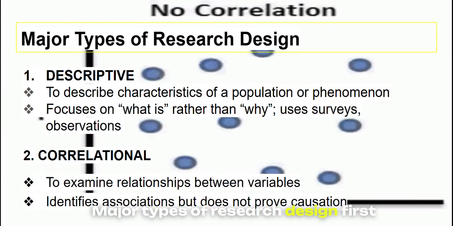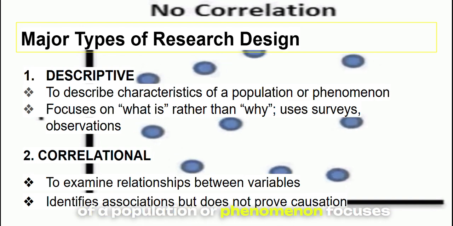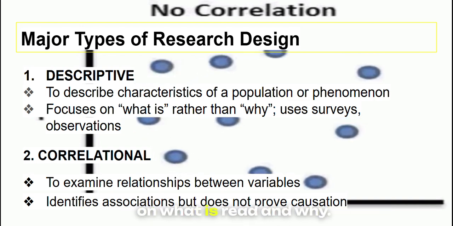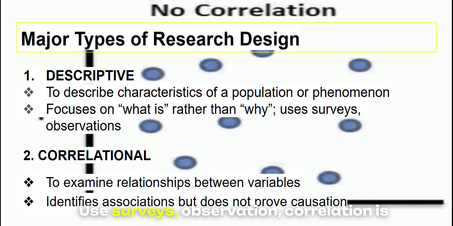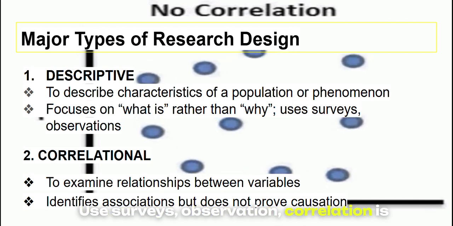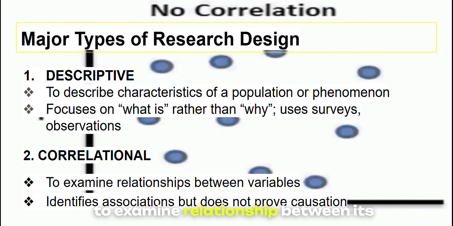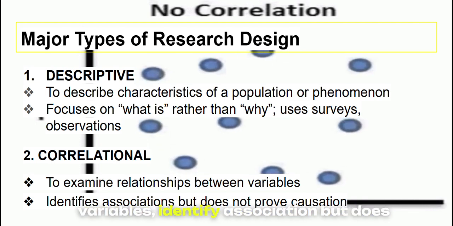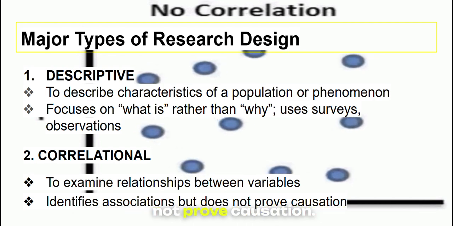Major types of research design. First, descriptive, to describe characteristics of a population or phenomenon, focuses on what is rather than why. Uses surveys, observation. Second, correlational, to examine relationship between variables, identify association but does not prove causation.